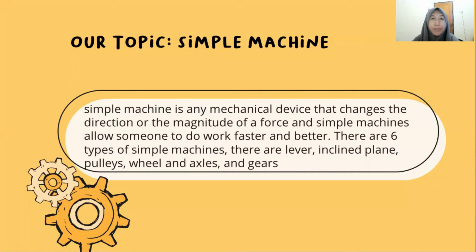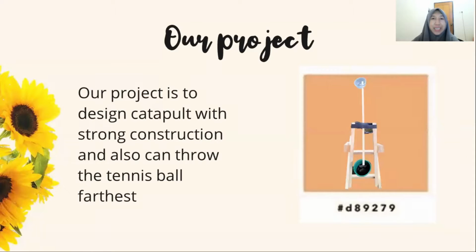The topic for our project is Simple Machine. A simple machine is any mechanical device that changes the direction or the magnitude of a force, and simple machines allow someone to do work faster and better. There are 6 types of simple machine: lever, inclined plane, pulley, wheel and axle, and the last is gear. Our project is to design a catapult with strong construction, and our catapult can throw the tennis ball the farthest.